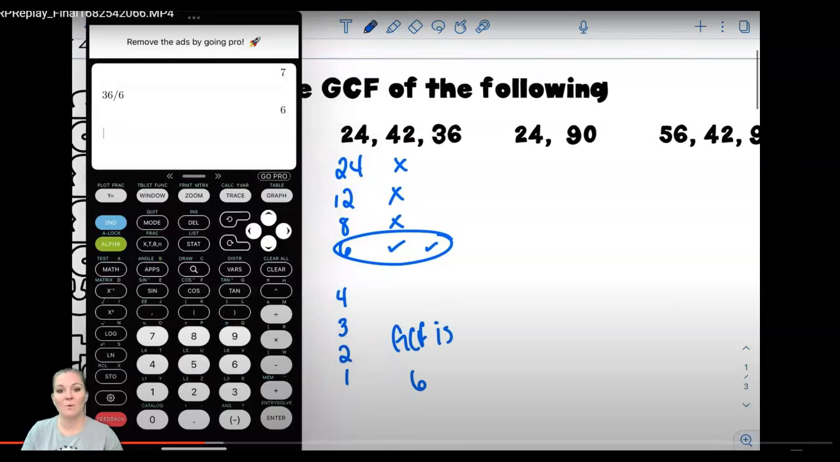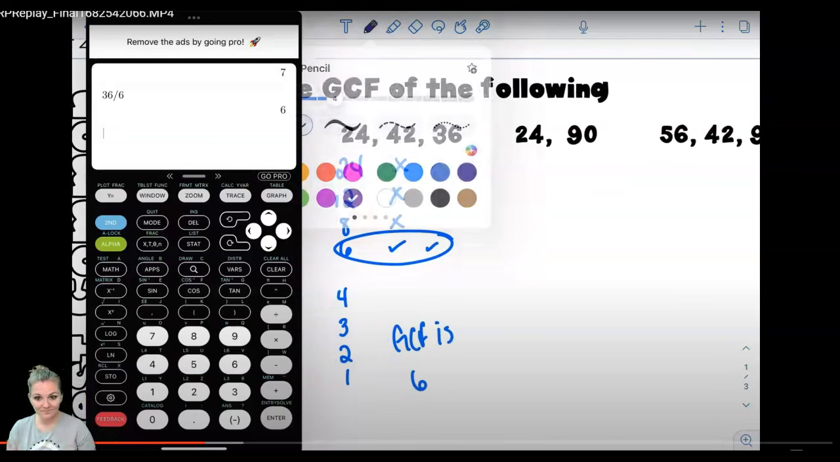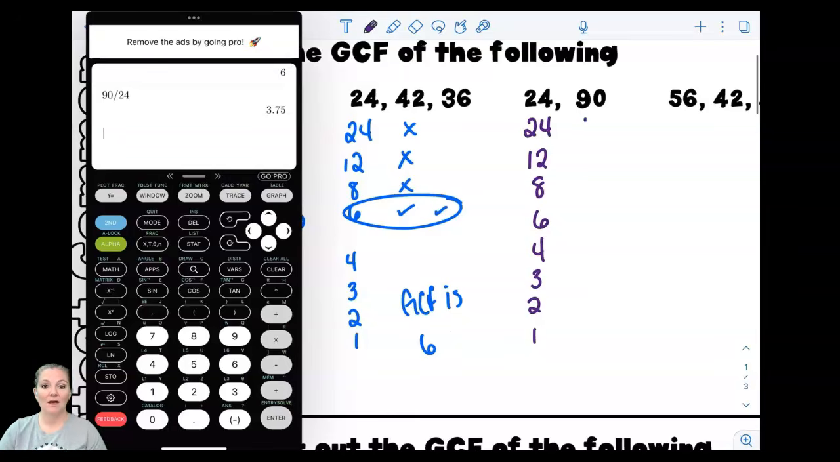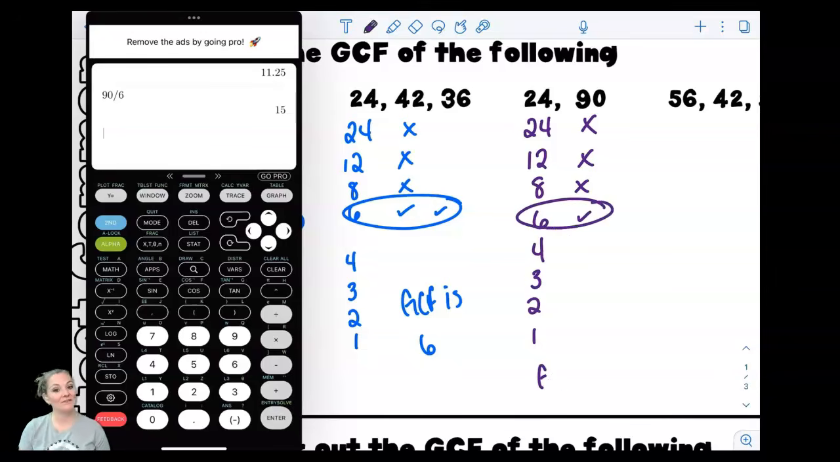This next one, 24 and 90. Again, I just did all the numbers for 24, so I'm just going to rewrite them again over here and see which of those works in 90. 90 divided by 24 is not going to be pretty. 90 divided by 12, not pretty. 90 divided by 8, I don't think is pretty. Nope. 90 divided by 6, that one's pretty. So my GCF between those two is also 6.